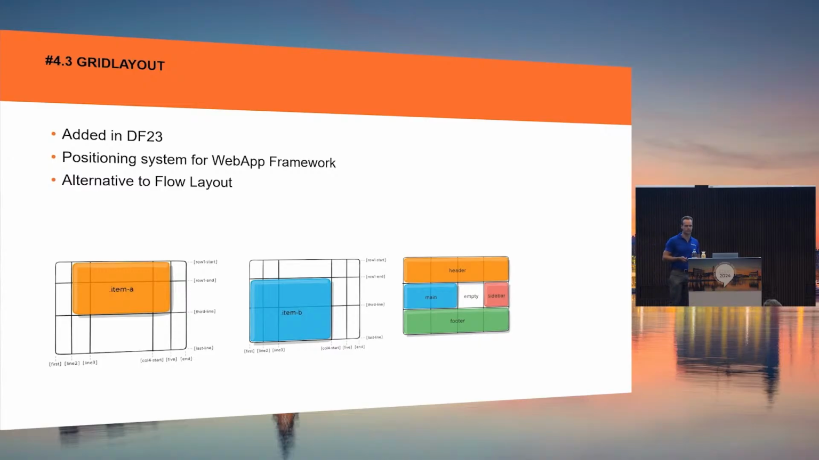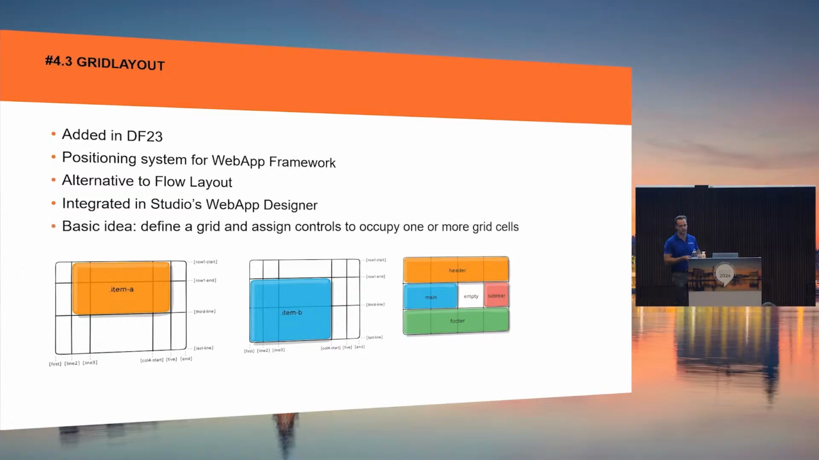Now, grid layout aims to solve that, and as you saw in this morning's presentation, this is already very nicely integrated in eStudio's web app designer. The basic idea is that you define a grid, say 6 columns and 6 rows, which gives you 36 cells. If you want to place an item directly in the bottom right corner of your screen, you just put the control in that cell, and it'll just be there through the magic of grid layouts.